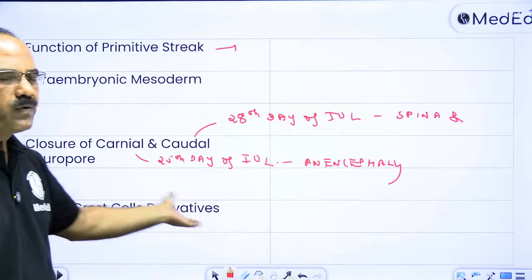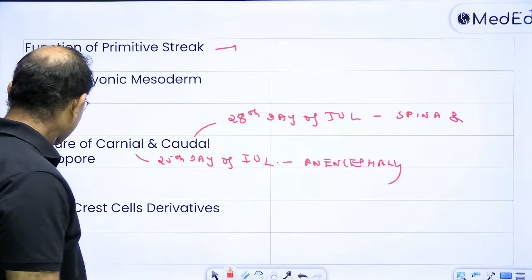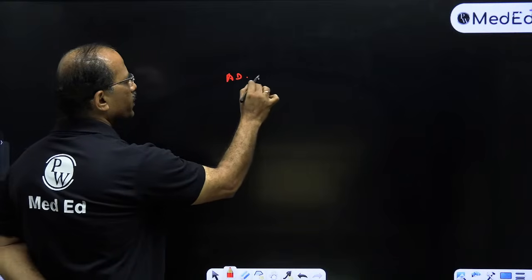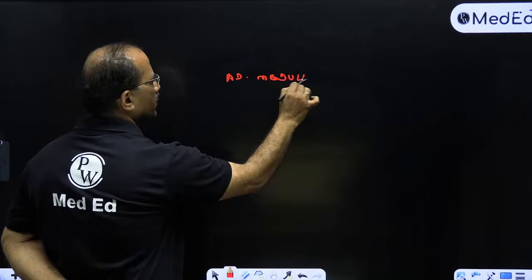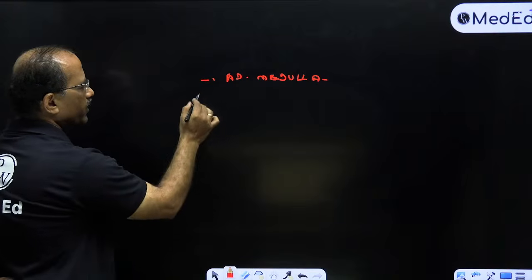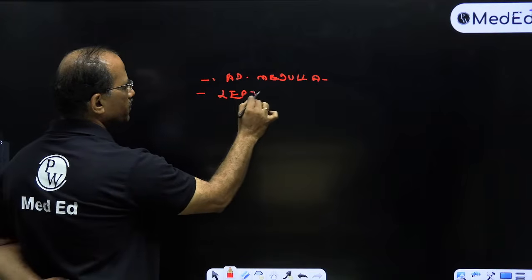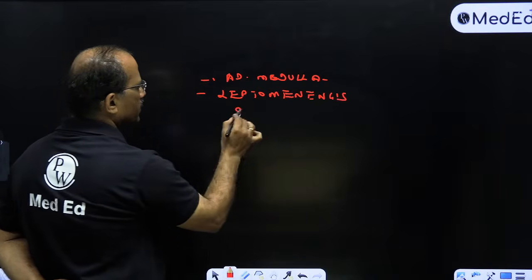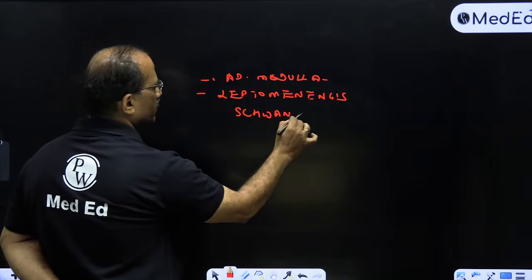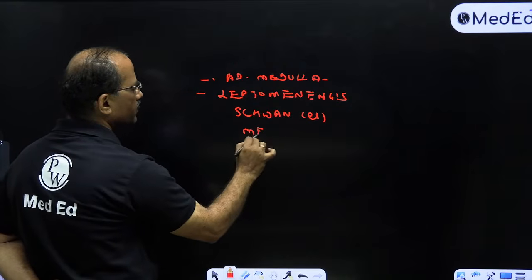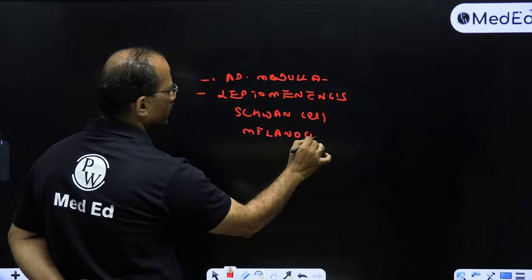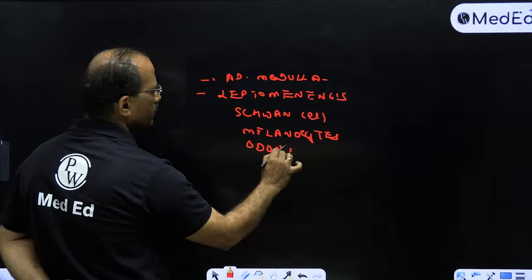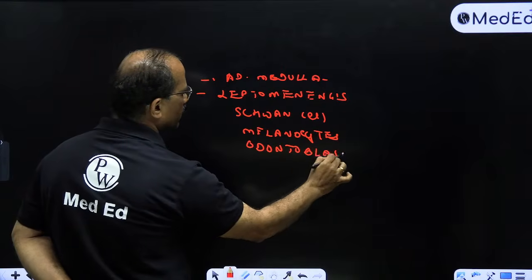Fine. Can you tell the derivatives of neural crest cells? What are the derivatives of neural crest cells? Anyone? Say it quickly. Adrenal medulla. This is very important. Adrenal medulla, leptomeninges, Schwann cell, melanocytes, odontoblast. What else?